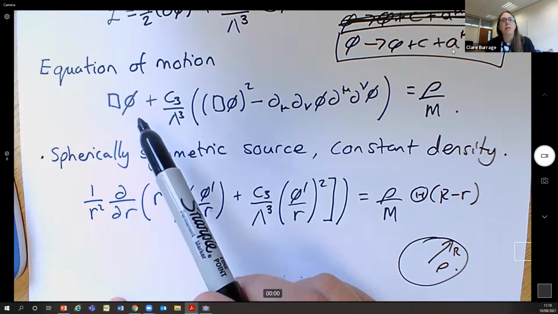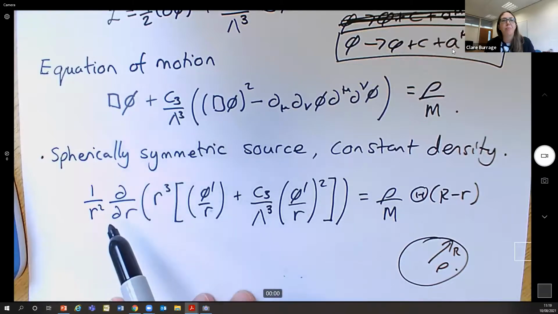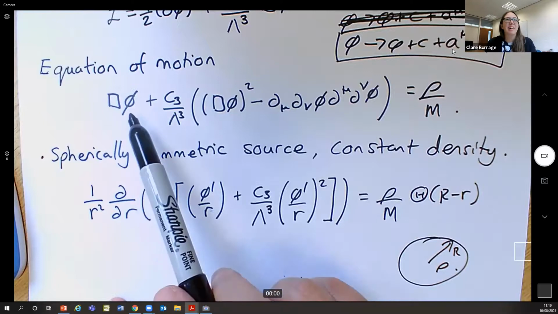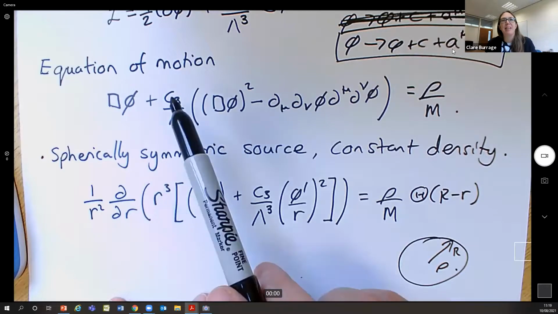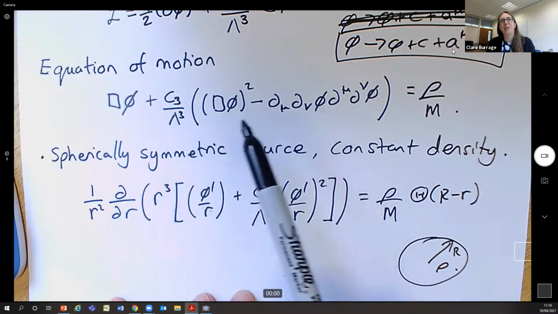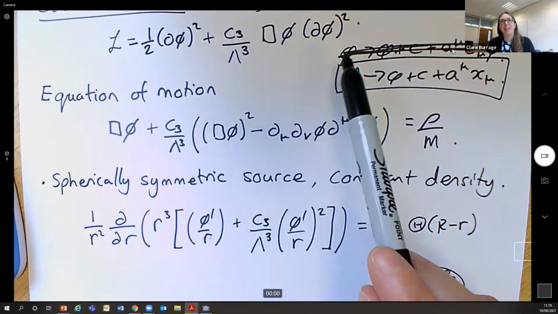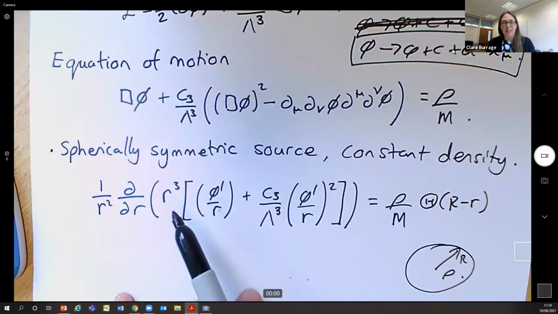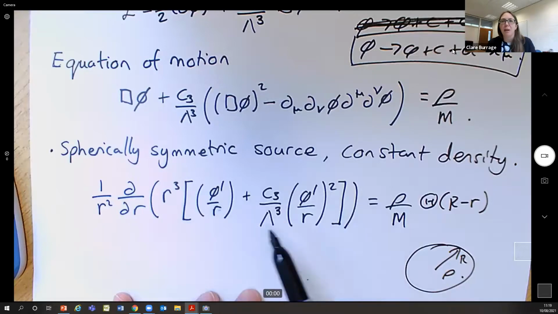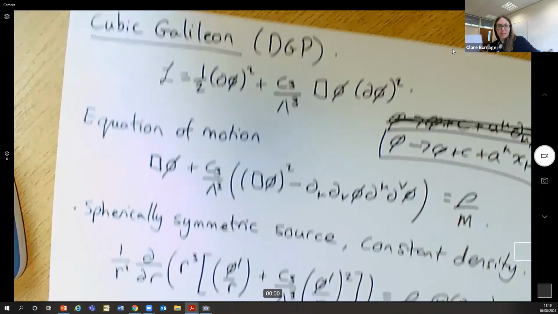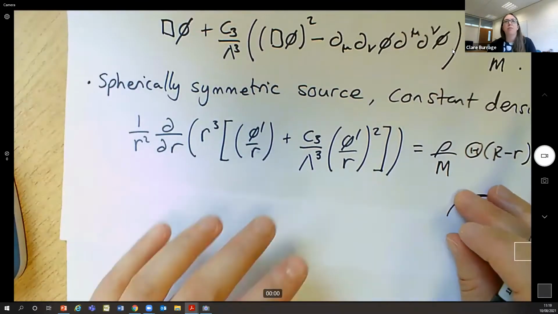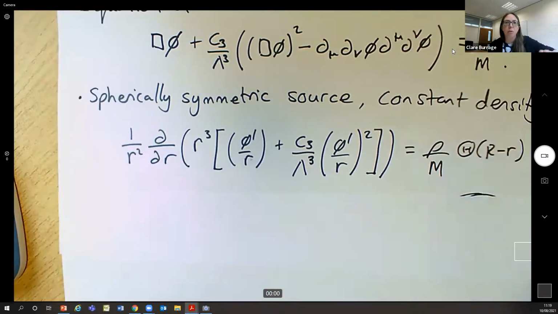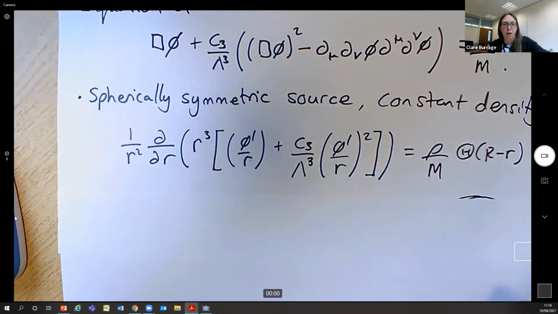So this is our box phi, this first term here, and then this term, which has come from the higher order term in our Lagrangian, gives us this term here, the one that's coming in with the C3 and the 1 over lambda in front. Okay. So then what does the force look like in this picture? How does the theory behave?